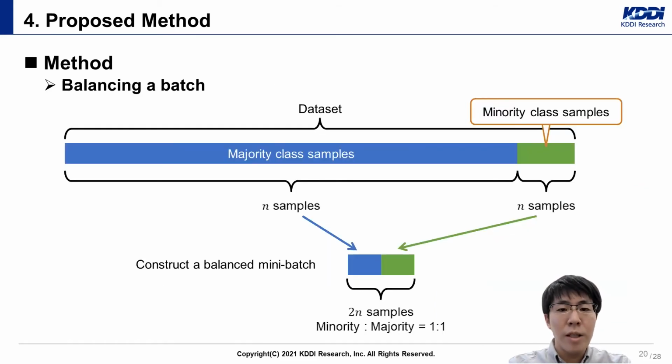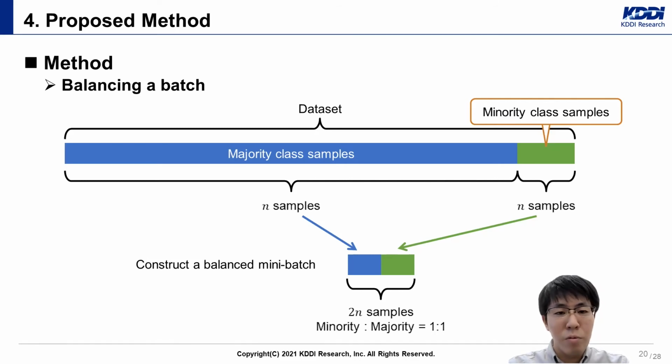In addition to the weighted adversarial training, we introduce a balancing method when constructing a mini-batch. To balance the learning dataset during the training epoch, we draw the samples from the training dataset so that the number of samples in each class is even in the mini-batch.